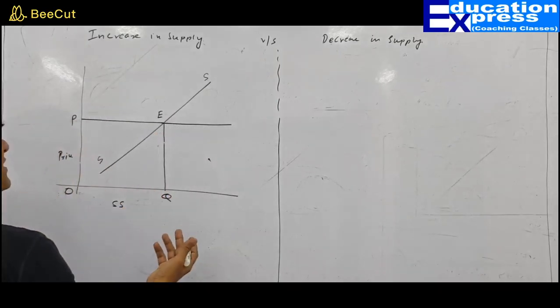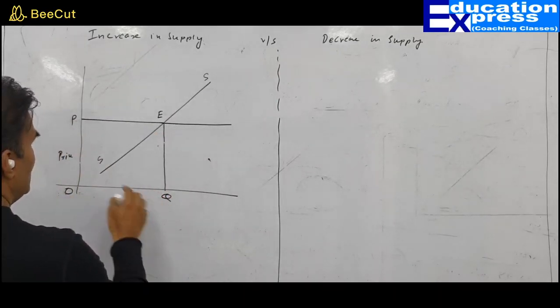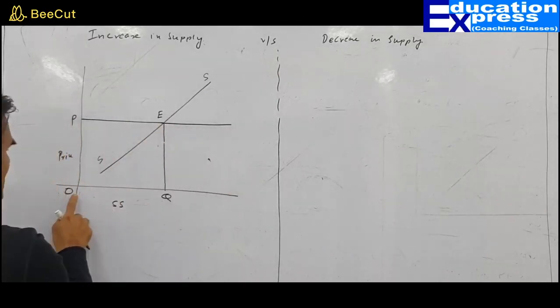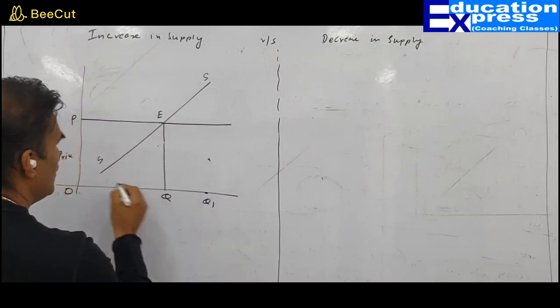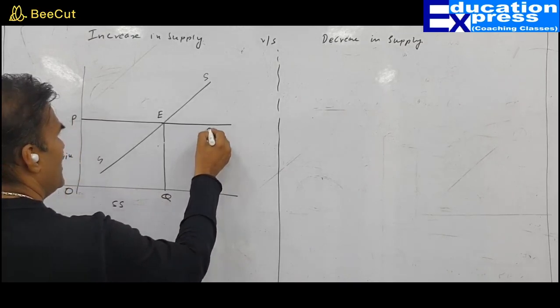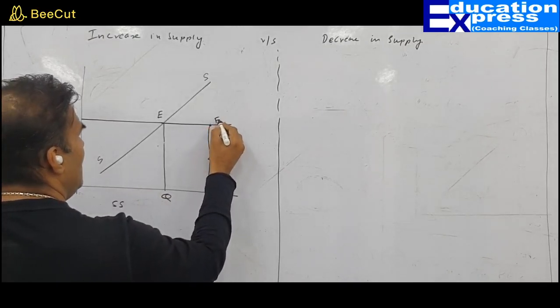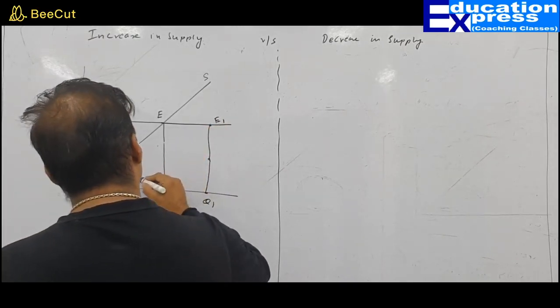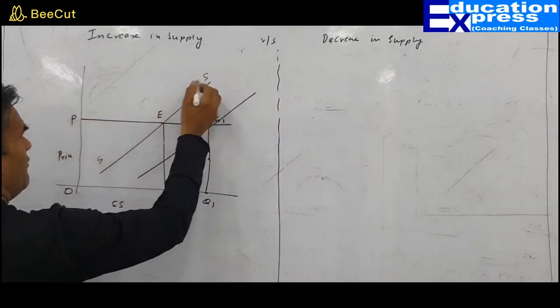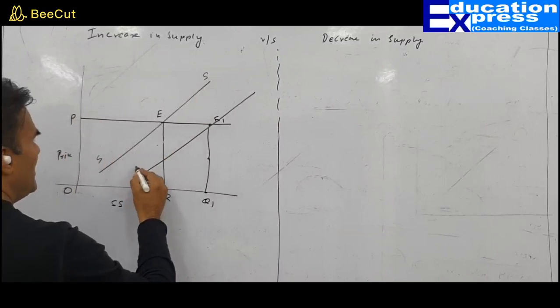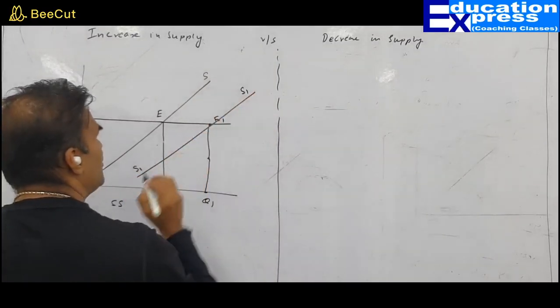And you want to increase the supply also. You want to increase, the price is remaining the same. Supply is OQ. I want to change it to OQ1. So see, where do they intersect? They intersect at E1. That means my supply curve now will look like this. Earlier the supply curve was SS. Now my supply curve would be S1, S1.